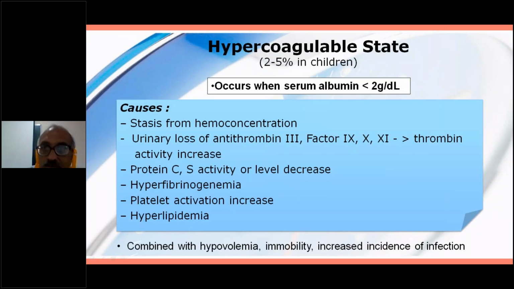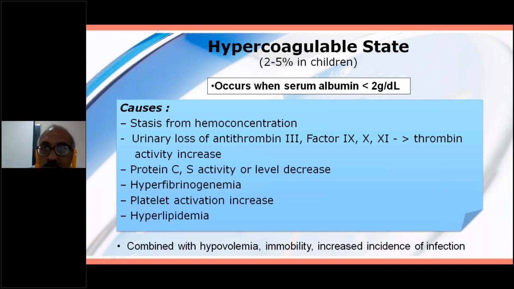I have been telling, actually, hypercoagulable state, especially, happens in 2 to 5% of the children. Whenever the albumin levels fall below 2 grams, the chances of hypercoagulable state increase. Why? Again, one is the stasis because of the concentrated blood. Stasis itself may cause hypercoagulability.